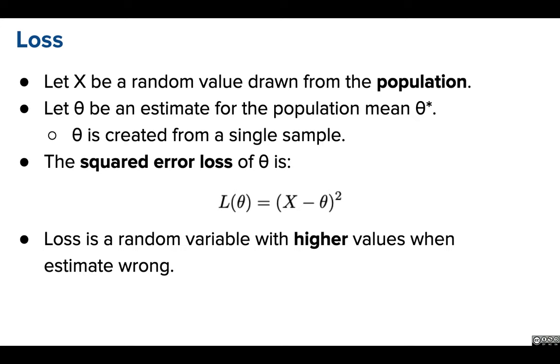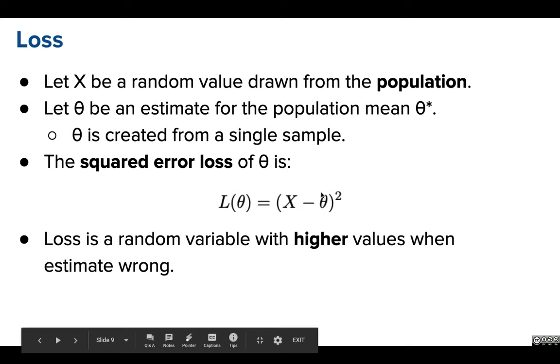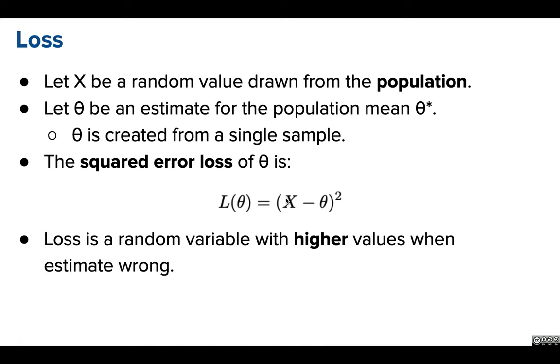So you can imagine here, if theta is 10, and I pick a value from the population, and my value happens to be 10, then we'll do 10 minus 10, which is 0. 0 squared is 0, you have 0 loss. But if I estimate 10, and I actually draw 100, then I'm going to do 100 minus 10 squared, which is a really big number. Okay, so the more wrong I am, the higher my loss will be. It's a measure of how wrong my estimate is.